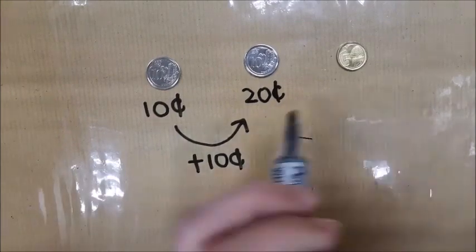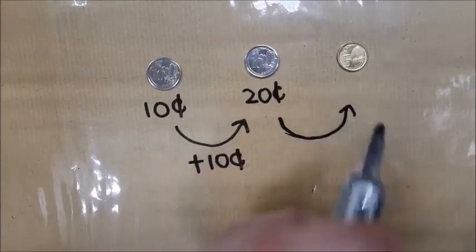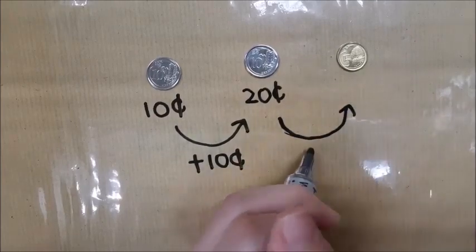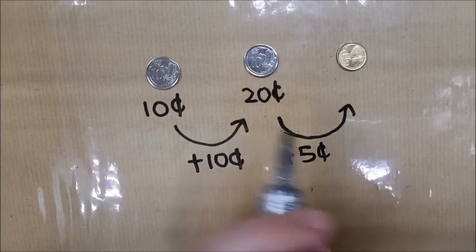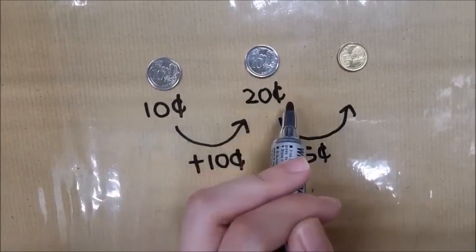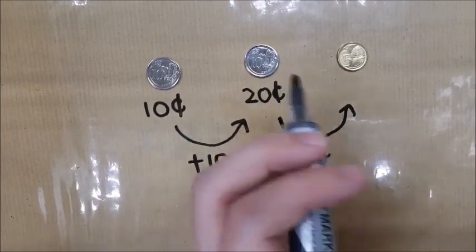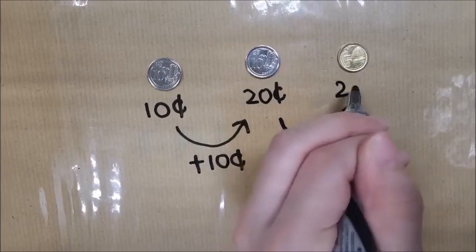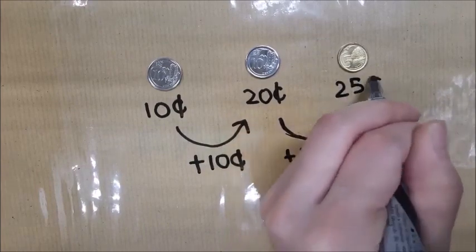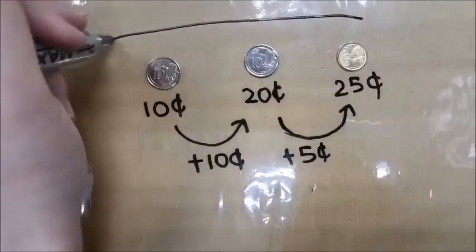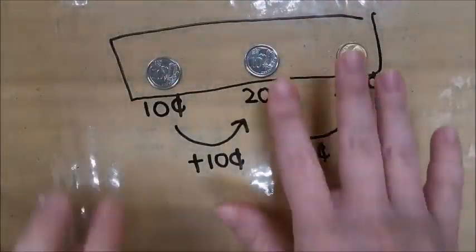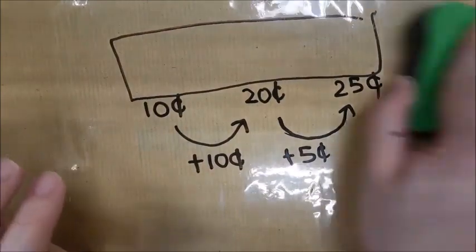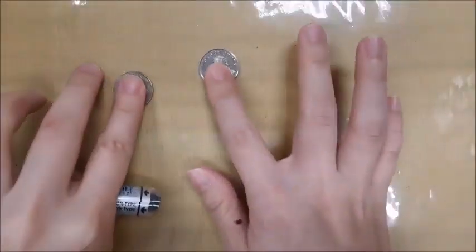And if you want to go on again, you will need to go to the next coin. And the next coin is 5 cents. So you can say plus 5 cents, 20 cents plus 5 cents. 20 plus 5 makes 25. And so there is 25 cents over here. Let's try something else.